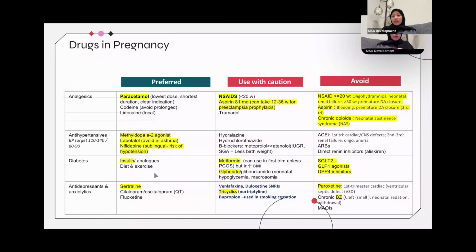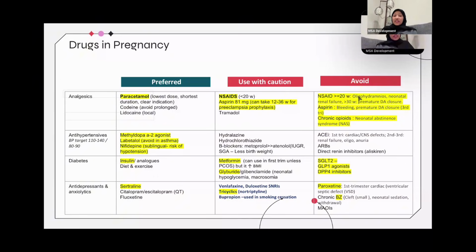Just remember the names: sertraline, citalopram (check QT), fluoxetine, okay, QT prolongation. Use with caution are SNRIs, so venlafaxine, which you took in psychiatry maybe, duloxetine, and tricyclics. TCAs are not always first line in depression anyway, so you use them with caution. Bupropion, also used in smoking cessation, is used with caution here.